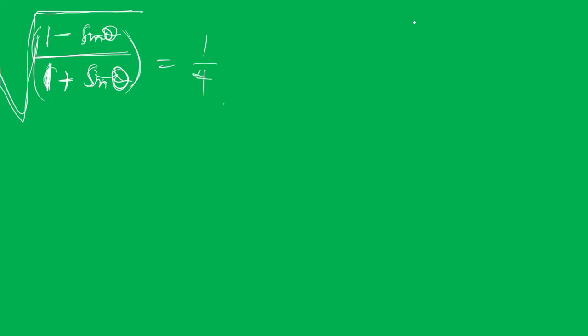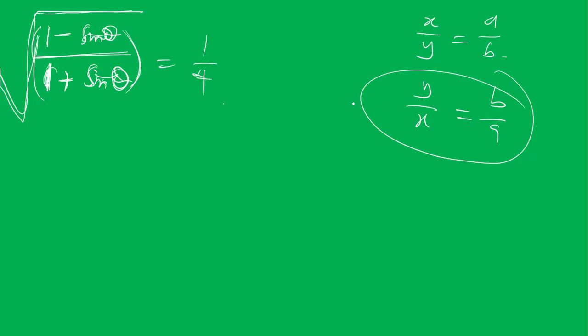Just like if you have x all over y is equal to a all over b, if you now say y all over x is equal to b all over a, it will still remain the same. It will not change. There will be no changes.